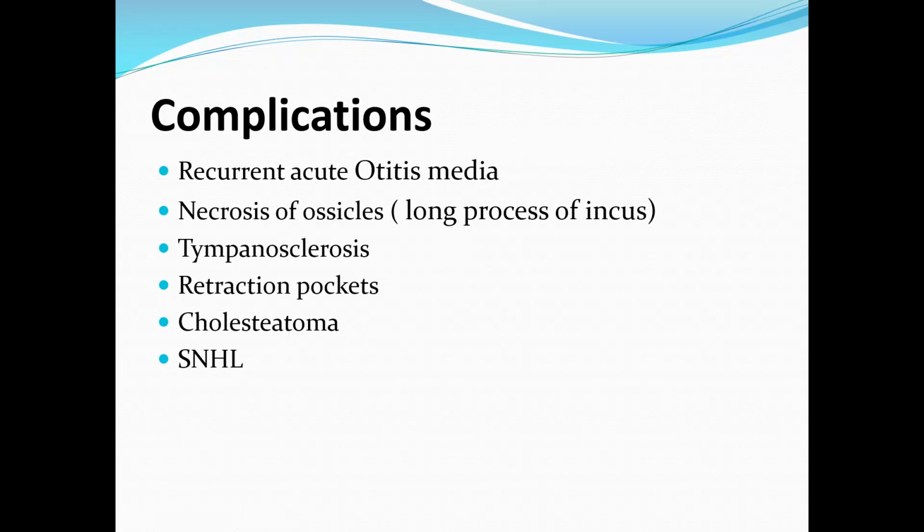There will be calcium and chalky deposition in the tympanic membrane and it becomes thick. Sometimes the tympanic membrane becomes thin because of absorption of the fibrous layer. The whole tympanic membrane gets retracted or part of the tympanic membrane gets retracted, forming the retraction pocket. This retraction pocket can lead to formation of cholesteatoma.